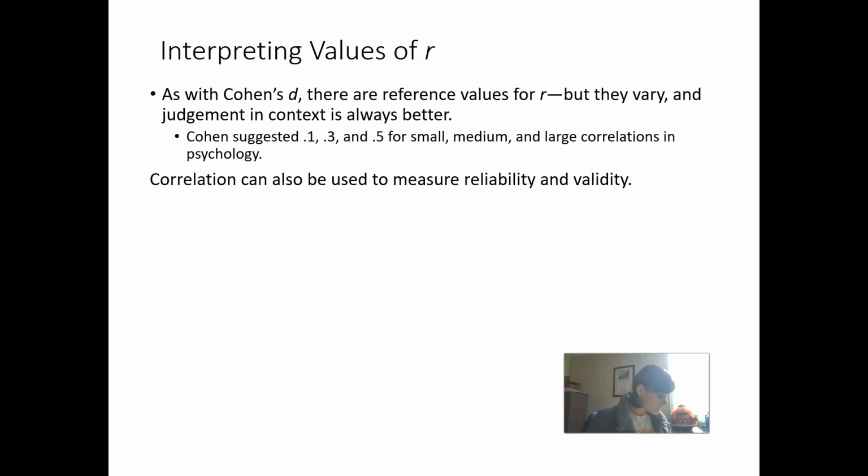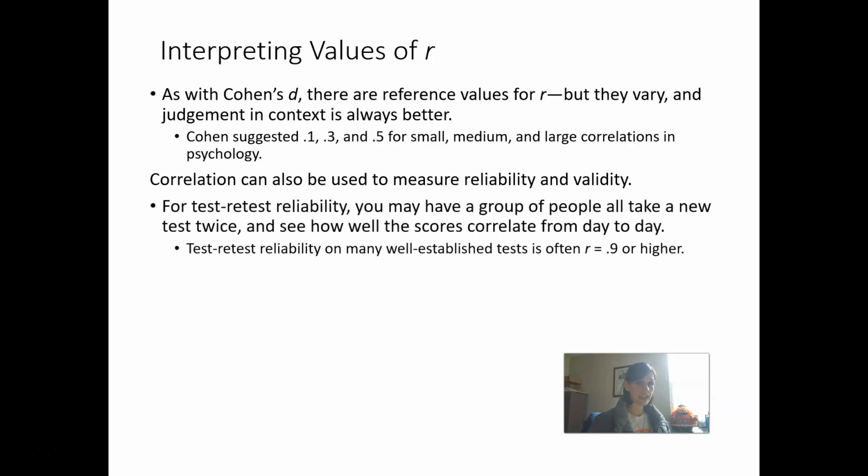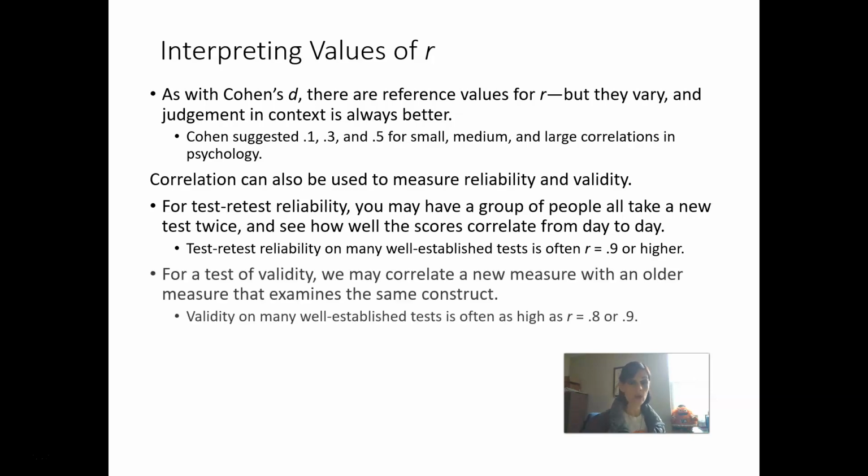We can also use correlations to measure reliability and validity. So one of the things that we can do if we want to figure out if a test that we are using is a reliable measure, we can actually see how well it correlates with itself. So you may have a group of people all take a new test twice and see how they correlate from day to day. Retest reliability on well-established tests should be a Pearson's r of 0.9 or higher.